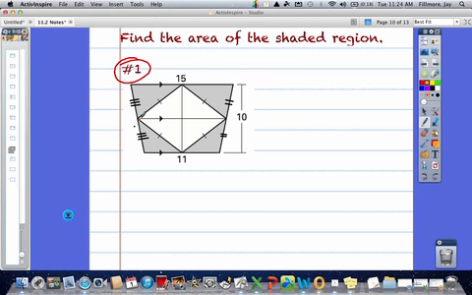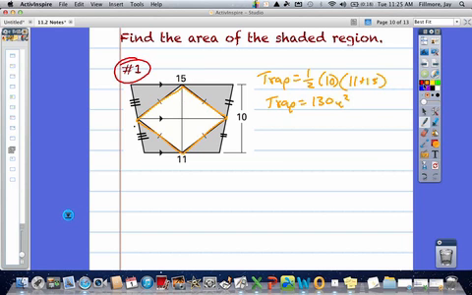Well, the entire thing appears to be a trapezoid. So to find the area of this whole thing, the trapezoid, that's 1/2 times the height, which is 10, times the bases added together, so 11 plus 15. And if we go through the process, this ends up being 130 square units. The whole thing is 130. But we need to take out this missing piece here in the center and subtract that from 130. Because 130 includes this, but we want to take it out.